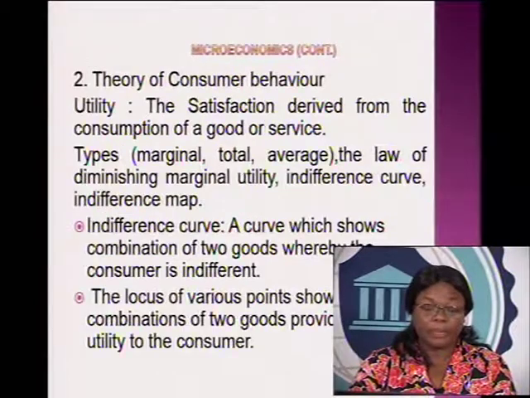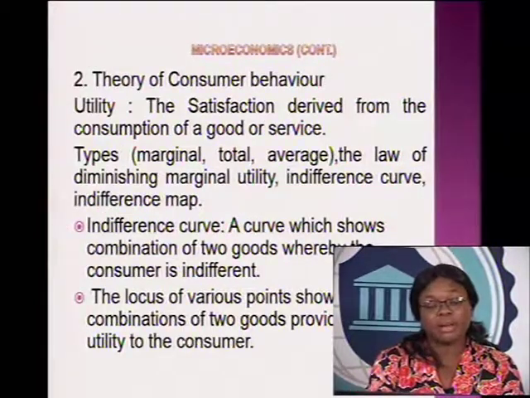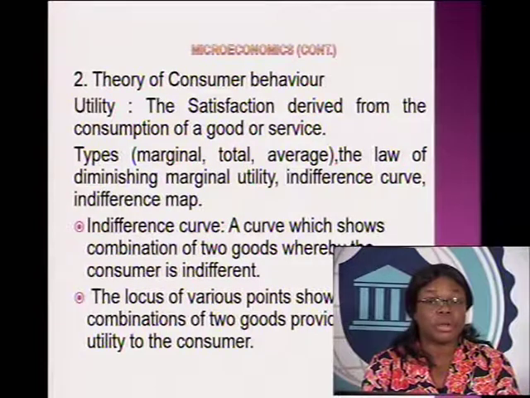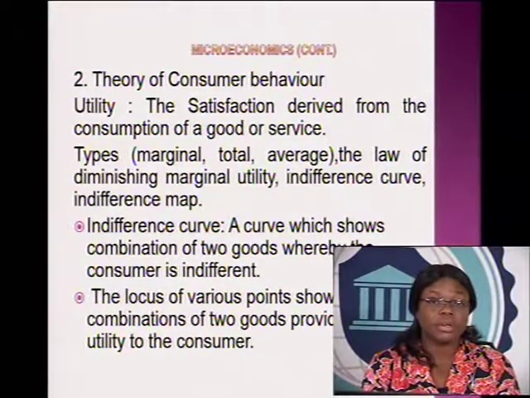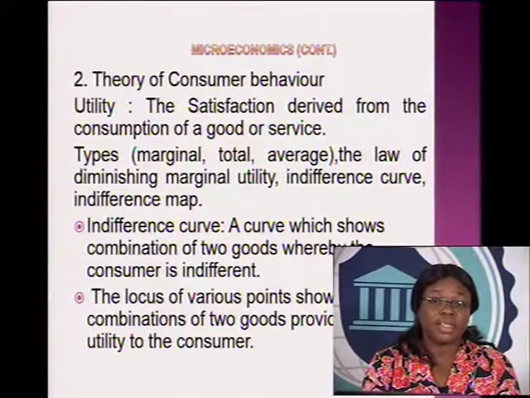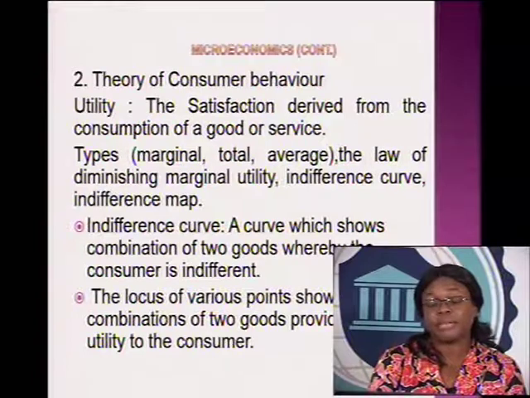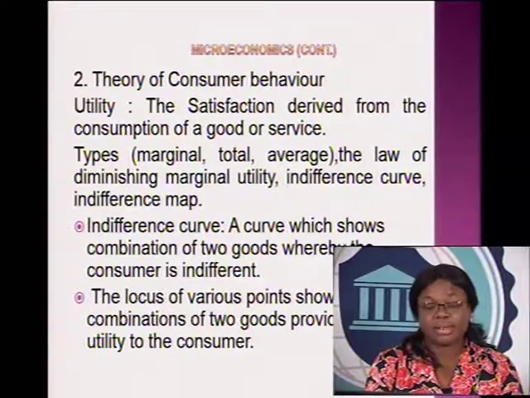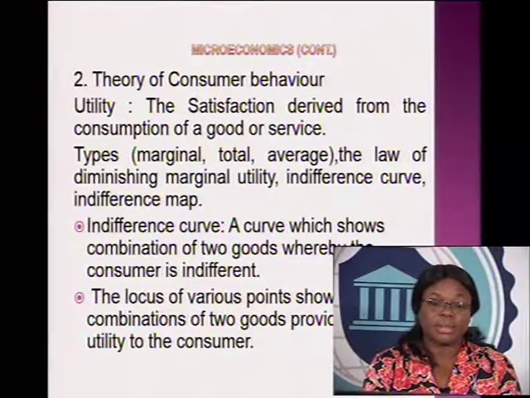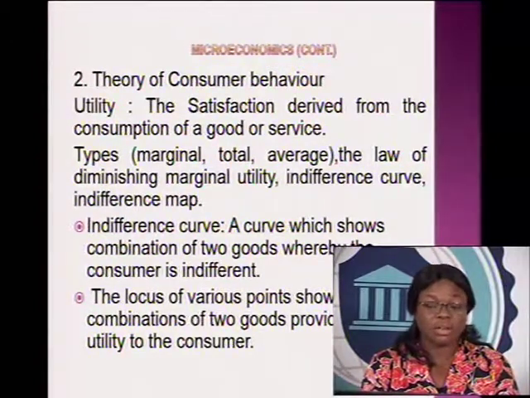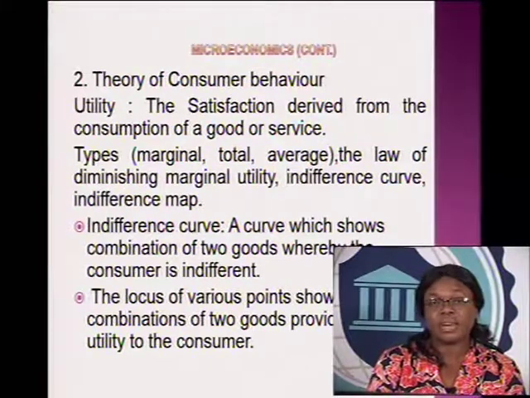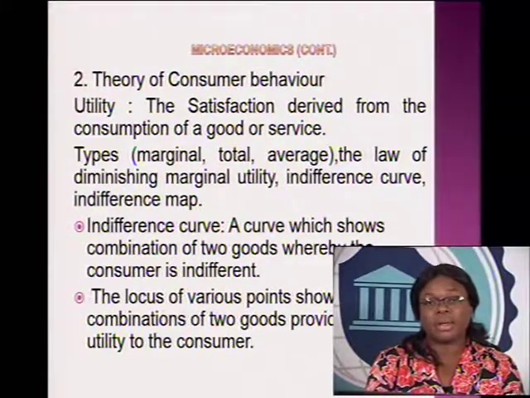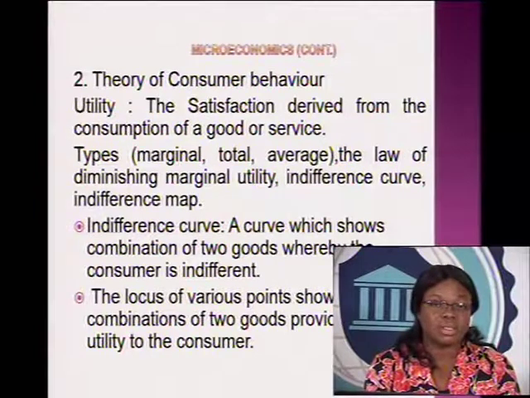The next point in the microeconomic aspect is the theory of consumer behavior. How do consumers behave? The first concept here is utility. Utility stands for satisfaction, the satisfaction derived from the consumption of a good or a service. And there are many types of utility. You can have marginal utility, total utility, or average utility. The satisfaction consumers derive from consuming goods or services is actually measurable.